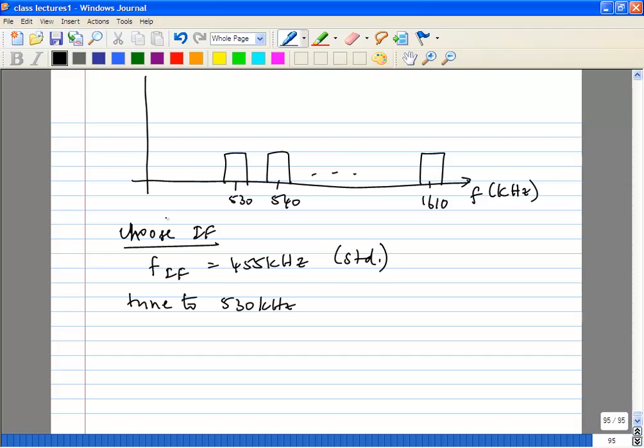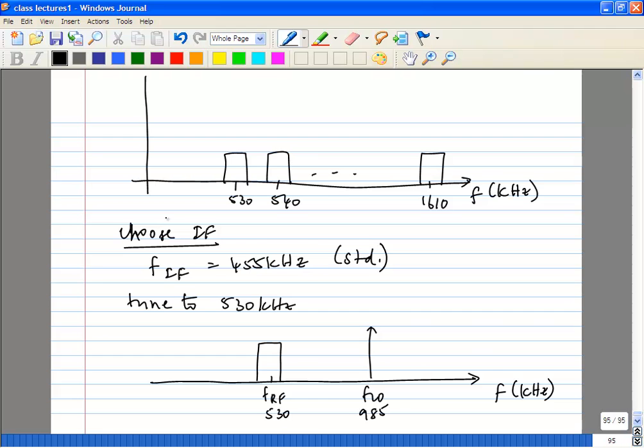Okay, so now what that means is your FRF is here and that's 530. What is your FLO? Right, 985 kilohertz. What is your image frequency? 455 times 2 is what? 910. So it's 910 plus 530, right? 1440.